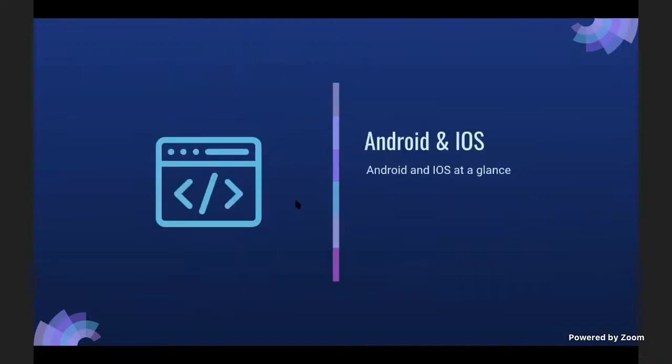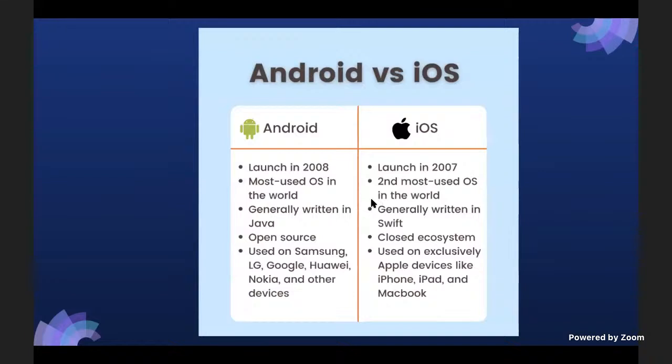So straight up to Android and iOS, let's take a glance. Let's see what we have there. So Android, of course, was launched in 2008. It's one of the popular operating systems in the world right now. It's generally written in Java, but then Google introduced another language, which is Kotlin, so that you can use either Java or Kotlin.